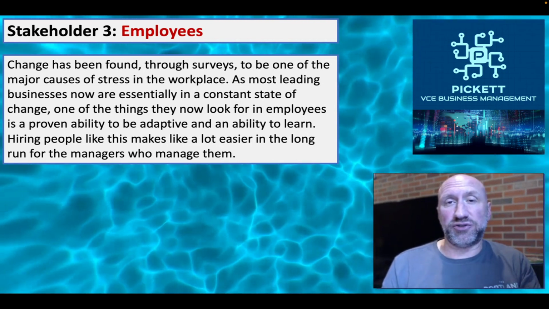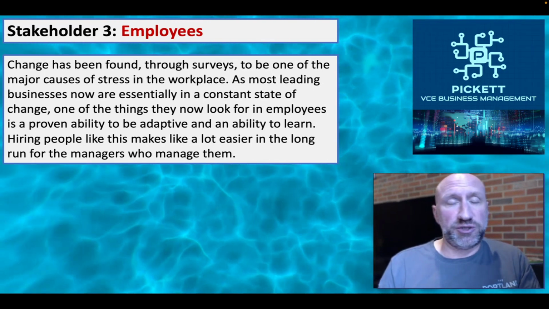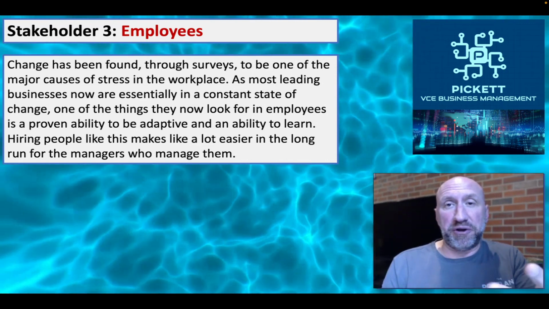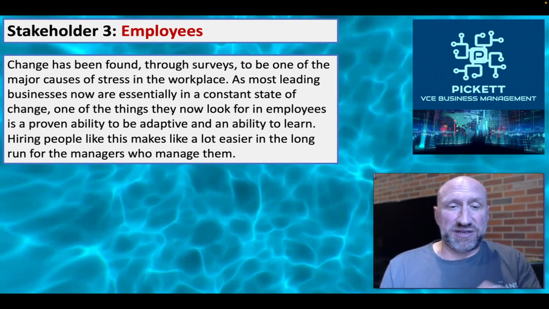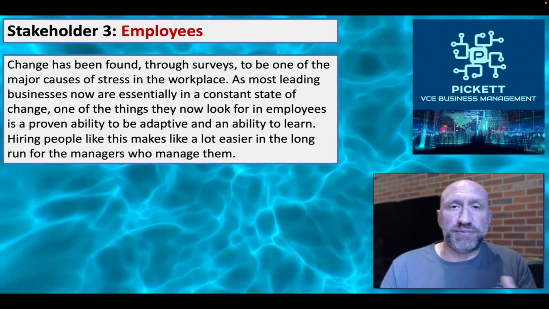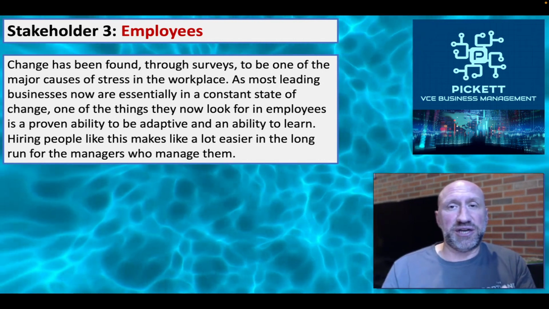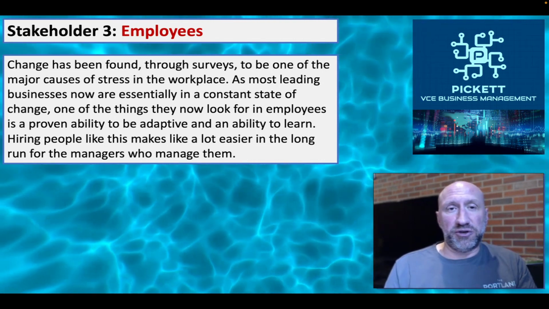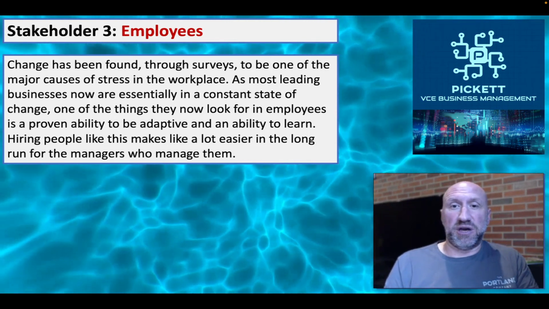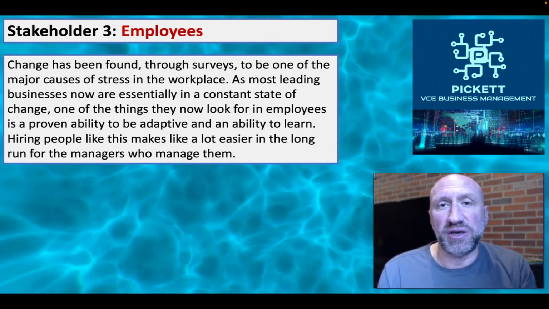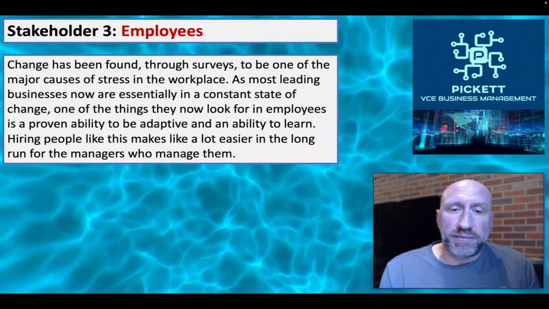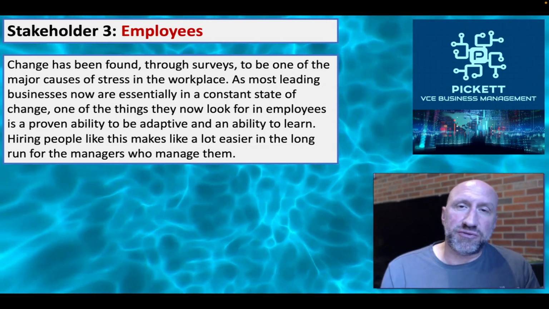Okay, so you're actually seeing a lot of job ads now, particularly in senior positions, but even in some more junior ones. When it identifies what they're looking for in a potential employee, often there is some stuff in there around the ability to adapt, the ability to learn. And that's because businesses are in this state of constant change, and it's going to be easier to employ people who are ready for that, are used to that, have experience of doing that, rather than those that don't. So yeah, it's actually even changed the way that businesses recruit. Hiring people like that makes it a lot easier in the long run for the managers who then manage them.